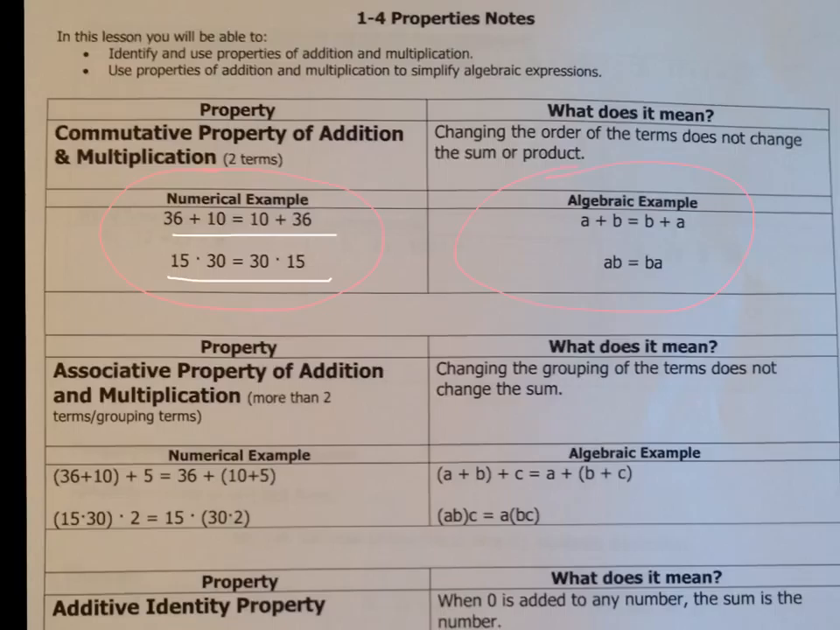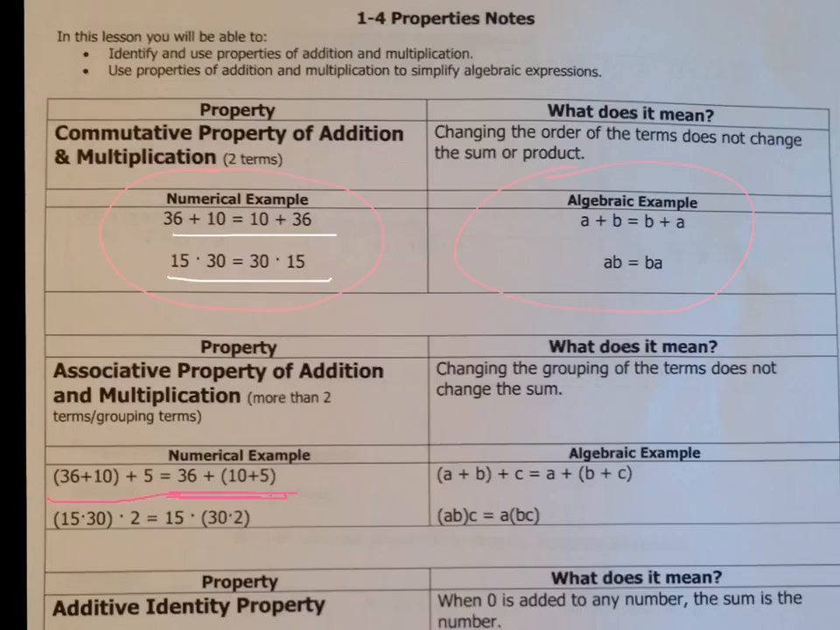Okay, so for your numerical example, you have 36 plus 10 plus 5. Okay, 36 plus 10 first plus 5 is the same thing as if you did 10 plus 5 plus 36. Notice that's grouped. So you would do the 36 plus 10, which is 46, plus 5 is 51. Over here you would do 10 plus 5, which is 15, plus 36, which is the same answer.